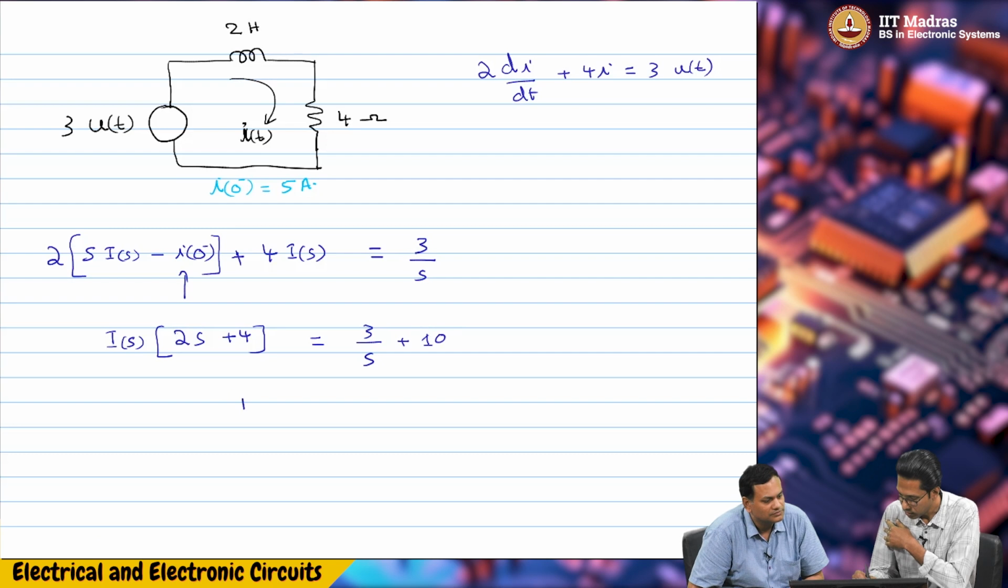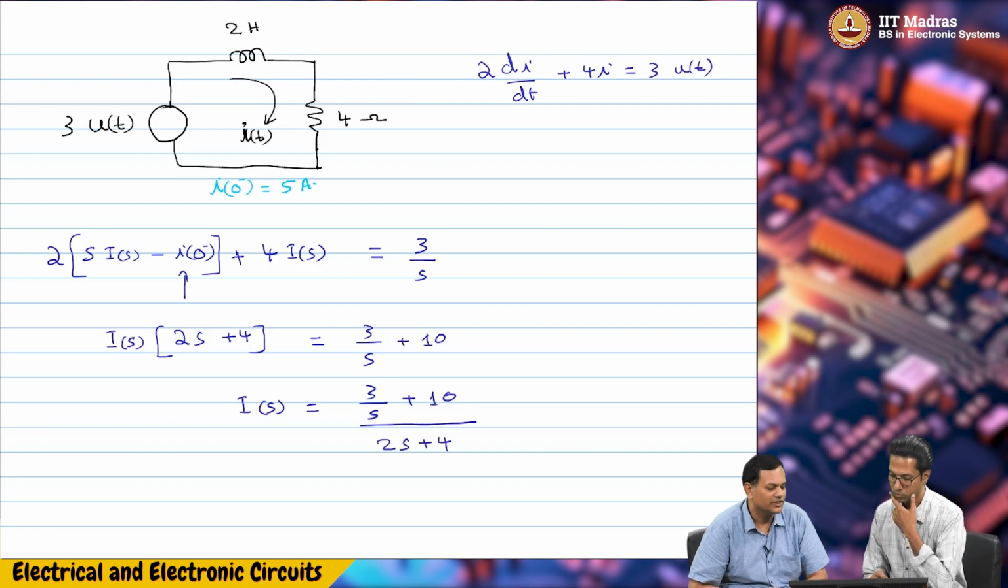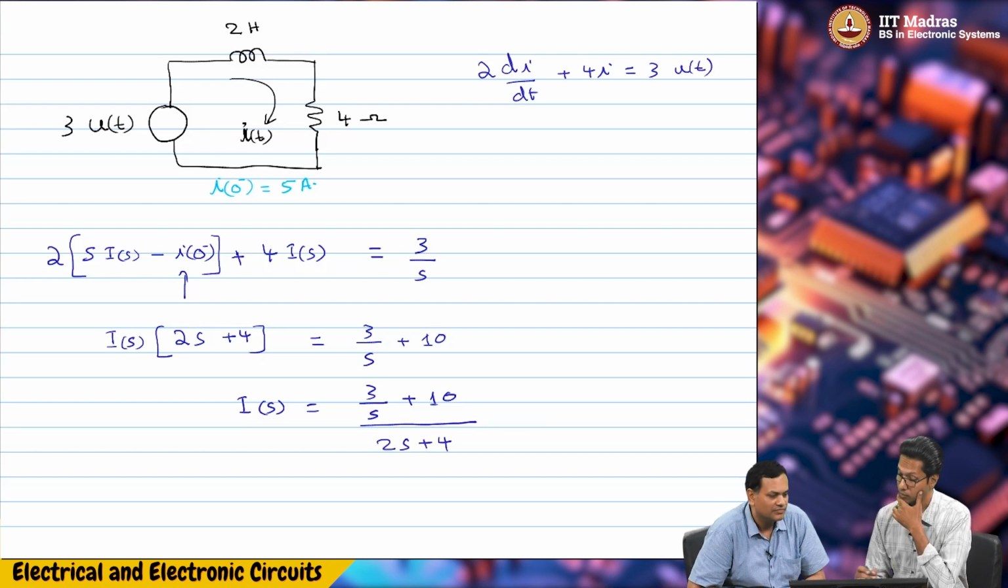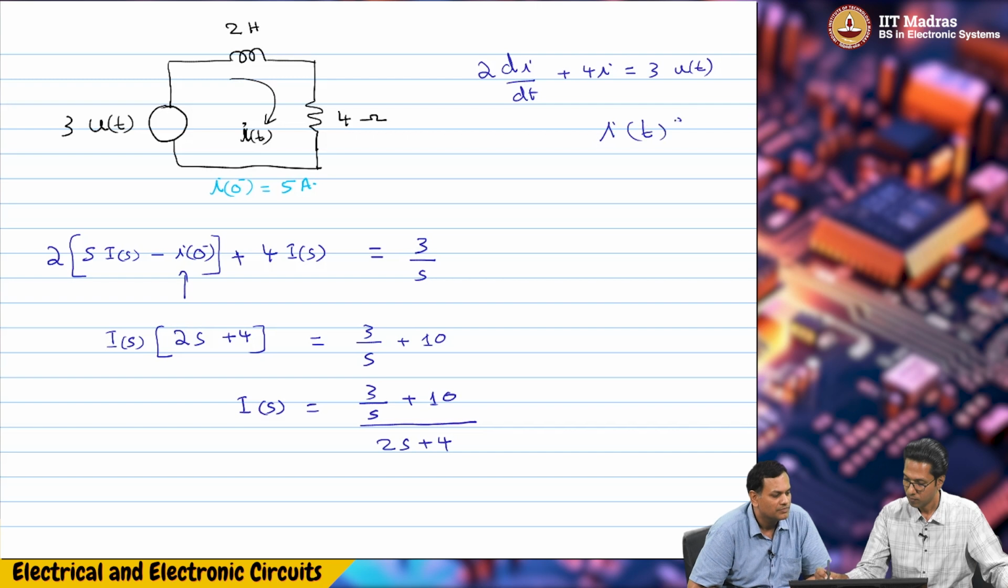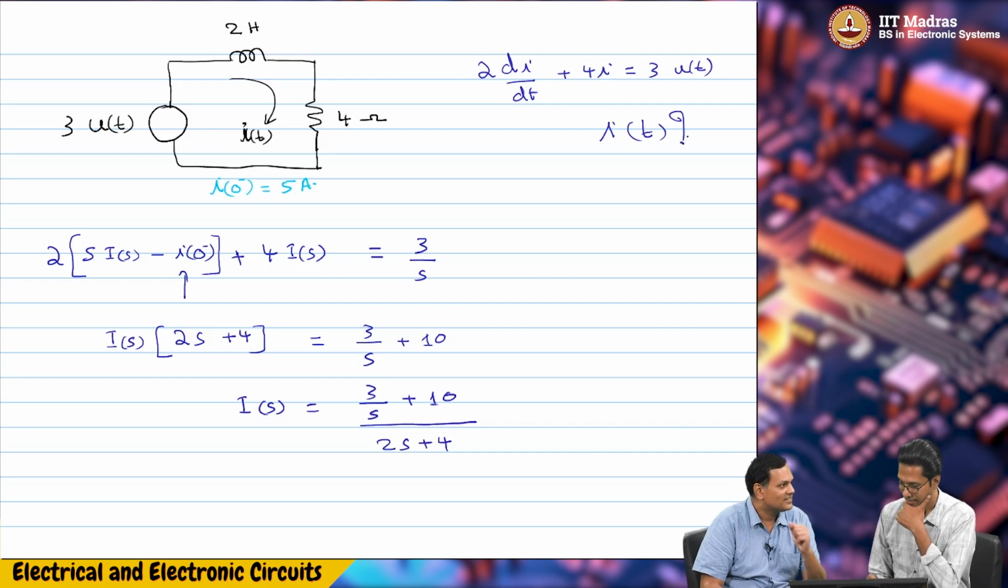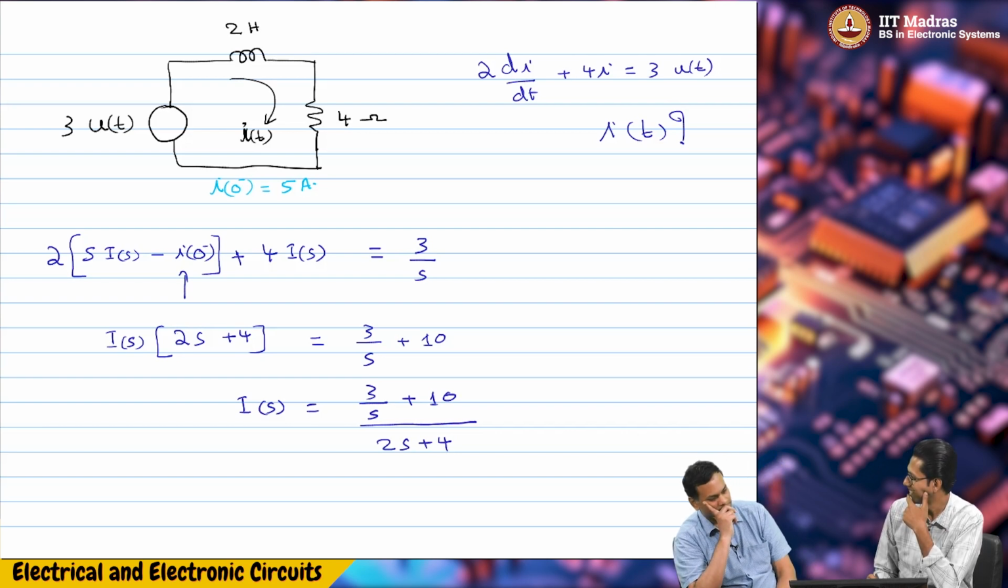Also, this means now I can get an expression for I of s. It is 3 by s plus 10, by 2s plus 4. So from here we were looking at what is I of t, correct? So we need to take the inverse Laplace. Oh, this is complicated. We have to do that integration from c minus j infinity. Is there any easier way?